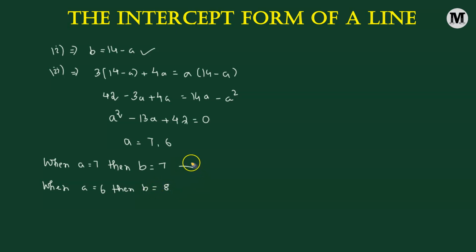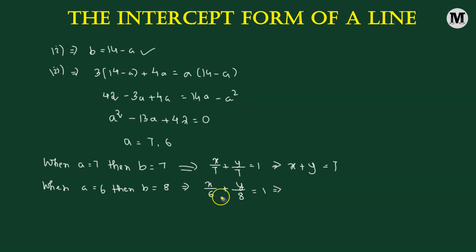Now for a equals 7 and b equals 7, the equation is going to be x over 7 plus y over 7 equals 1. All we have done is replace a with 7 and b with 7. In other words, we can say x plus y equals 7. This is the equation of the line. And another equation is going to be given by x over 6 plus y over 8 equals 1.